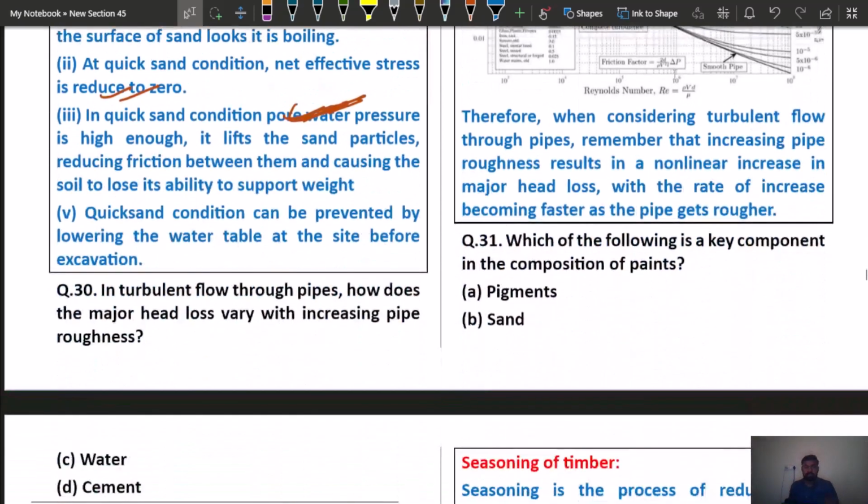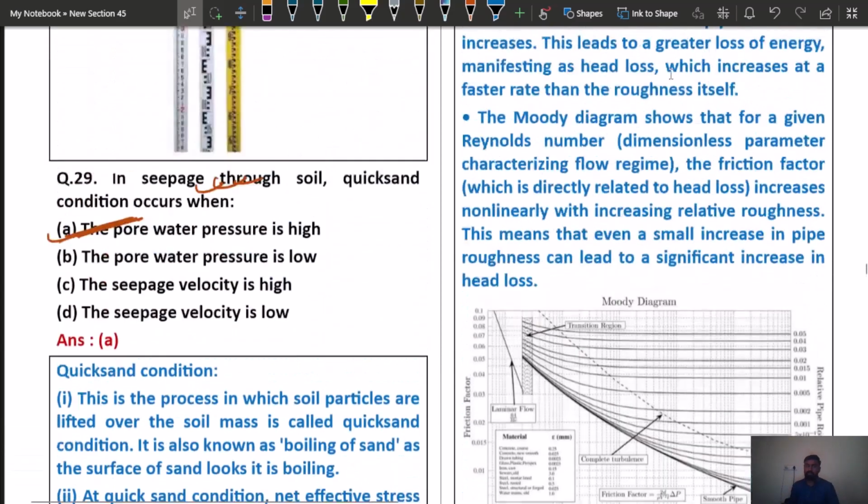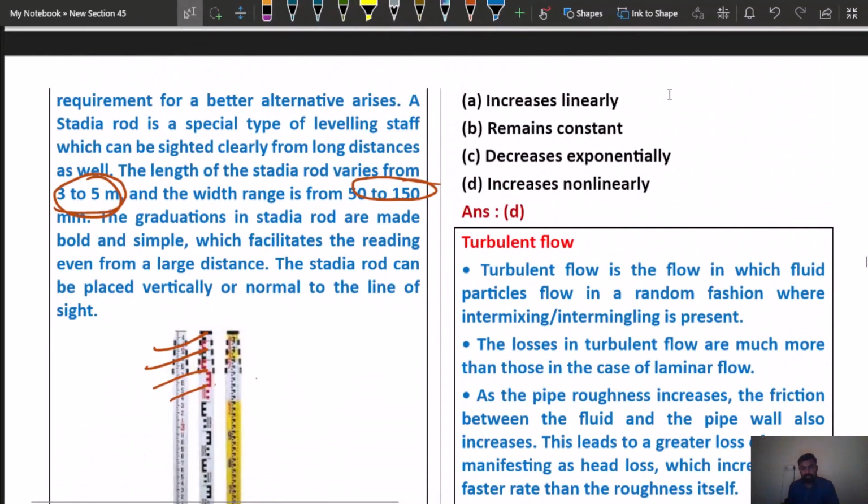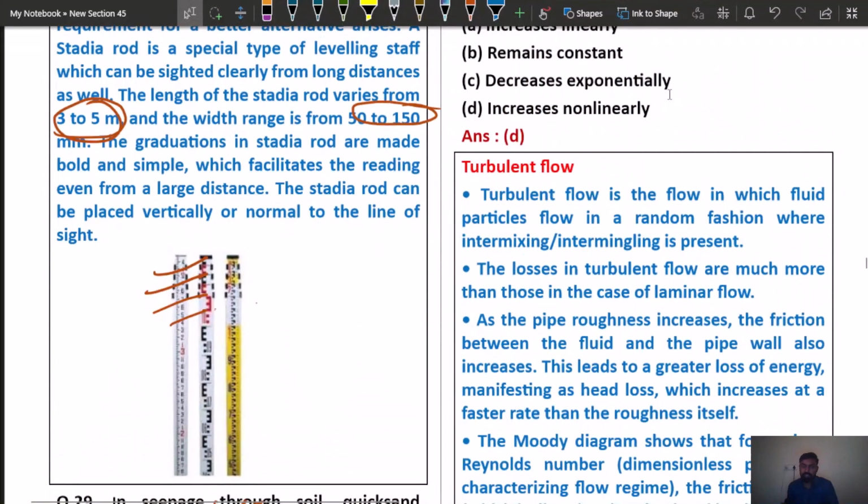Now proceeding next question. In turbulent flow through pipes, how does the major head loss vary with increasing pipe roughness? Question is asking in the turbulent flow, how will the major head loss vary with increase in pipe roughness? Options given: increase linearly, remains constant, decrease exponentially, increase non-linearly.